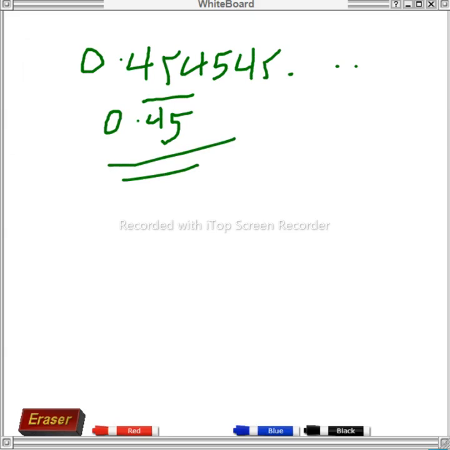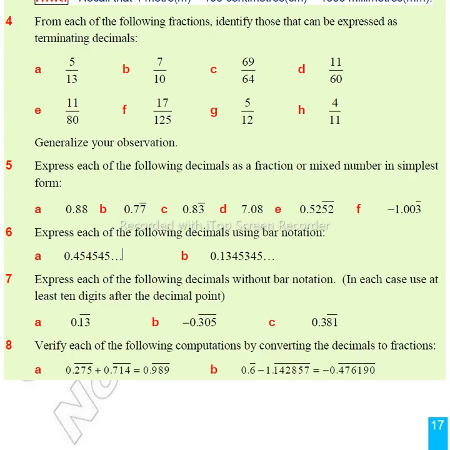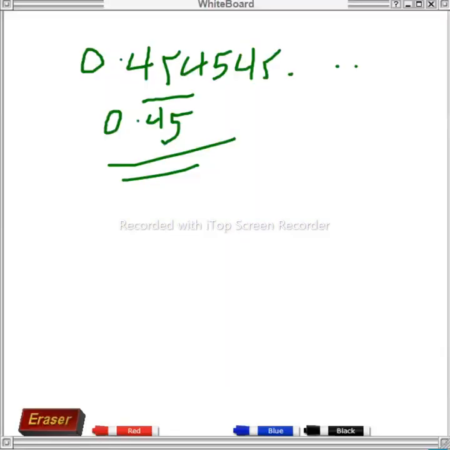And B says 0.134534534. Which number is repeated here? 3 4 5, 3 4 5, 3 4 5 will be repeated, so we will write this. 1 is not repeated. 3 4 5 is repeated.